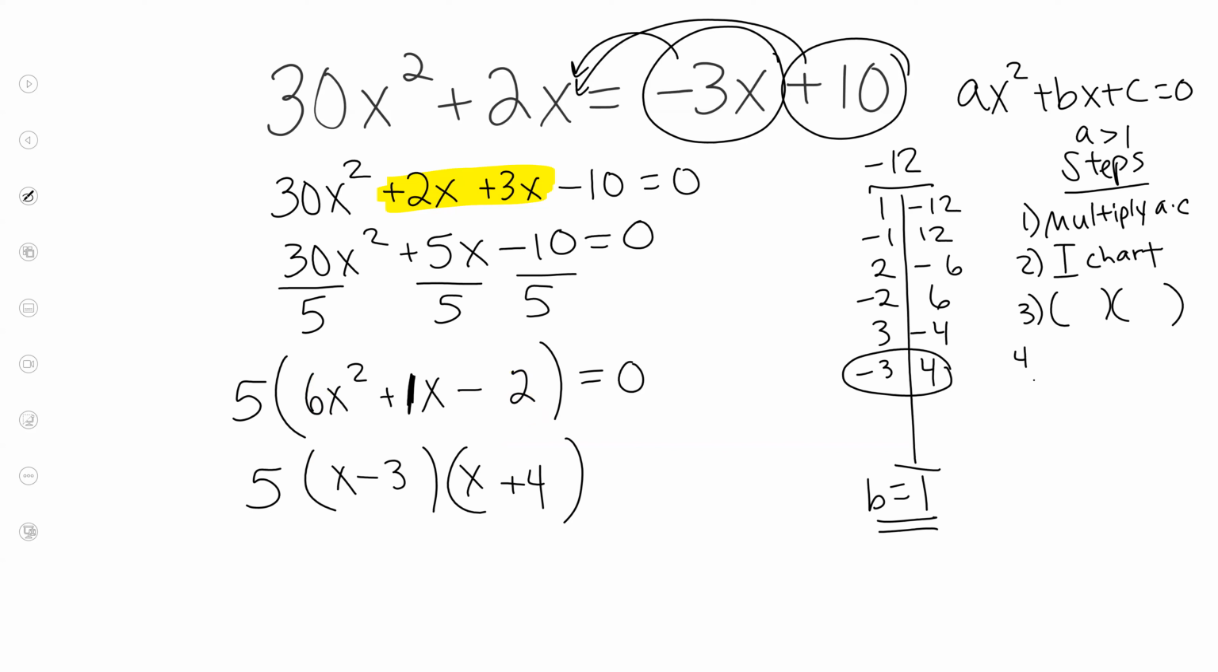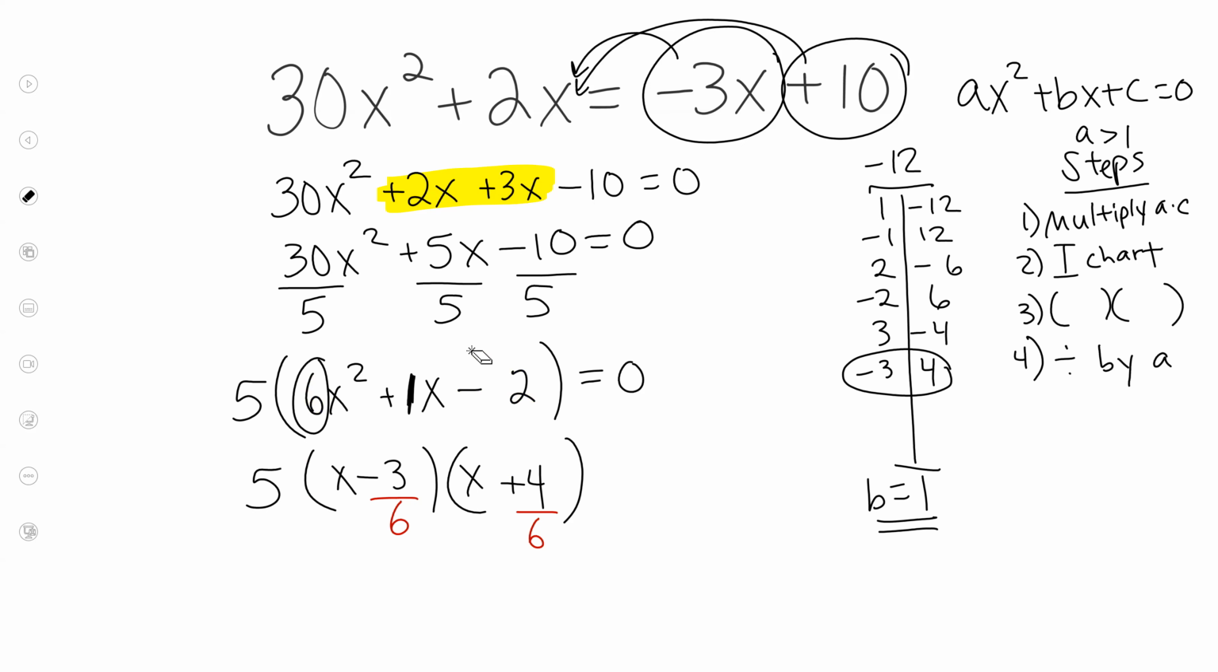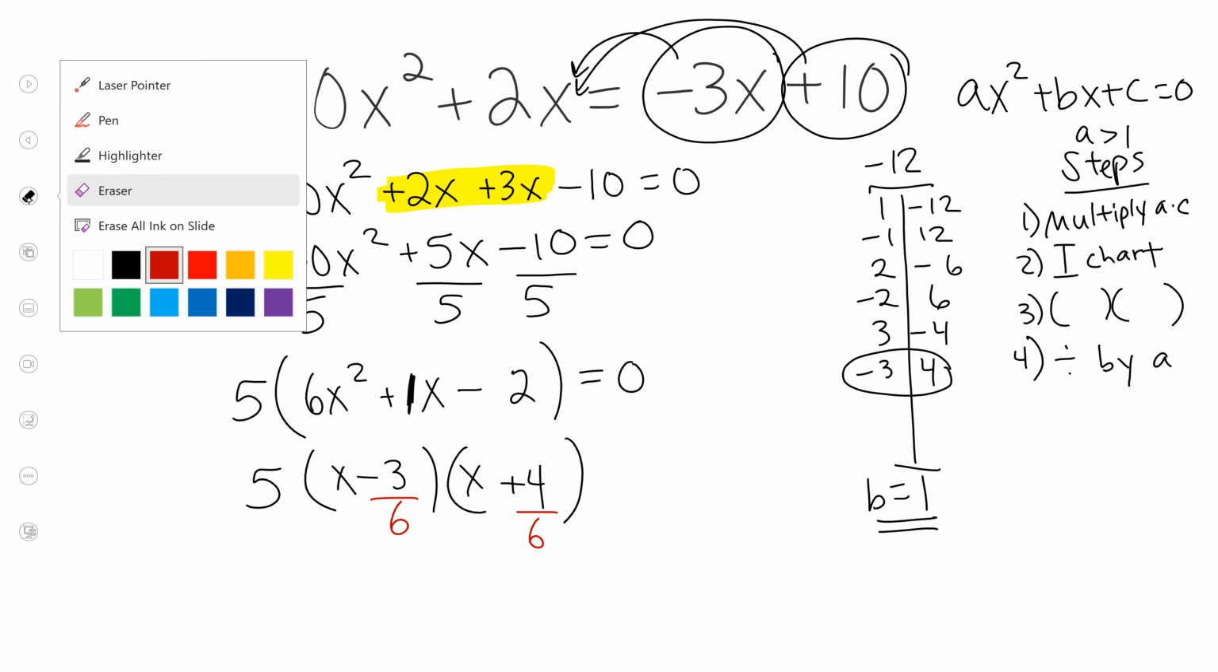Step number 4 is to divide by A, and the A value is 6. So I'm going to divide both numbers by 6. On the test, I saw a lot of people dividing by B or dividing by C. That is incorrect. We have to divide by the A value, which is 6.